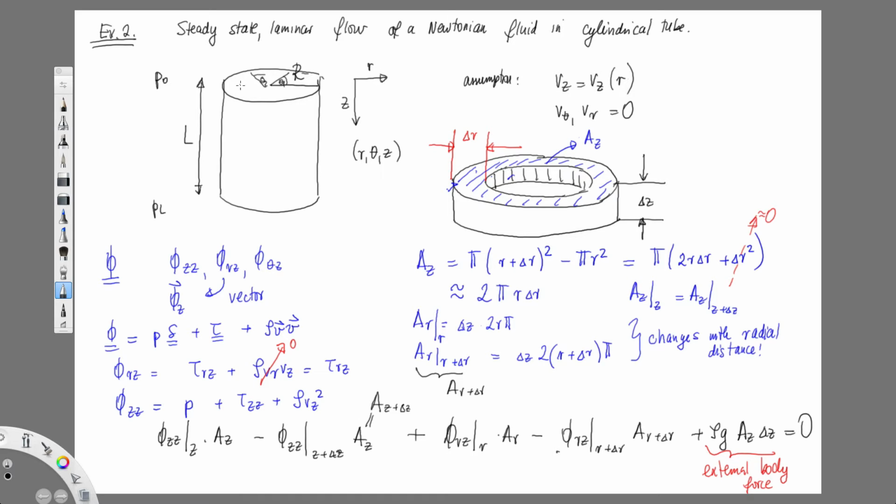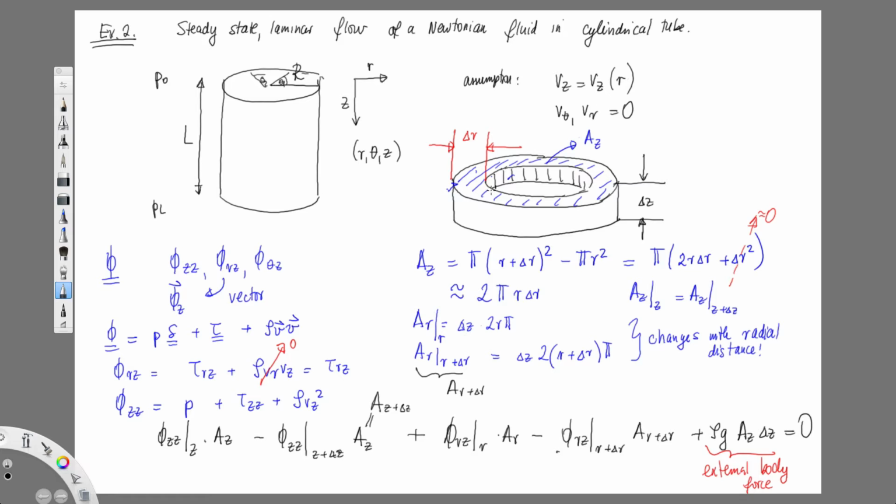Now, V theta would be this rotational velocity. Since there's no driving force to change it, I will not have V theta velocity. And similar for flow in the radial direction, again, I would need a driving force or a gradient of pressure in the radial direction for this flow to happen. So I'm going to have only Vz as velocity.